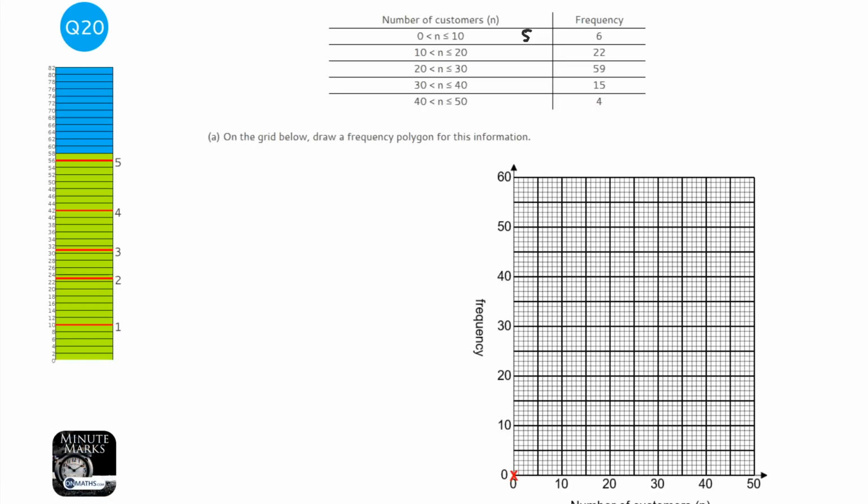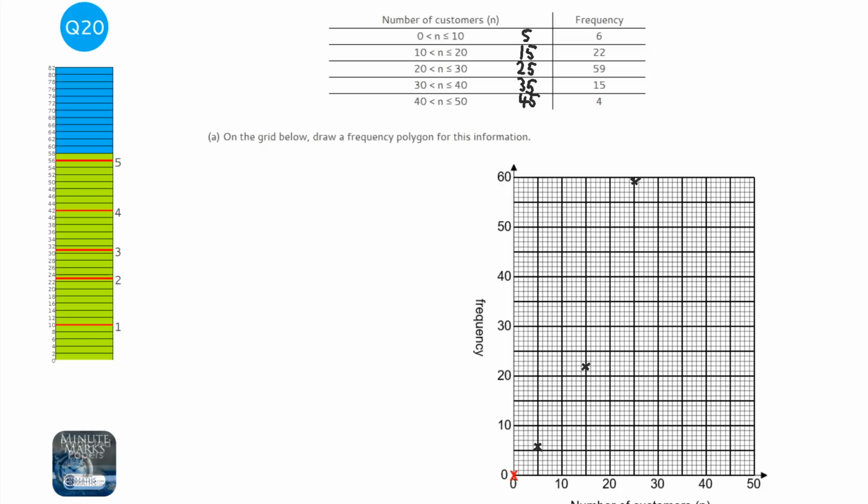Next one is 10 to 20, so that's going to be 15. Then 25, then 35, then 45. So the first one's going to be at 5, and it's going to be 6 high. It's going to be like that. Next one's 15, 22. So 22 would be about there. 25, 59, so 59 would be right up here.